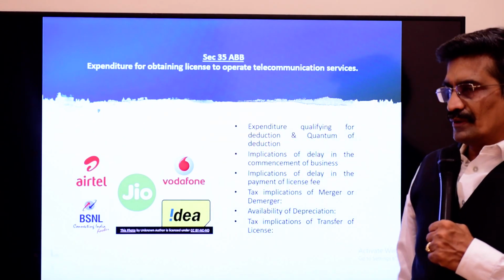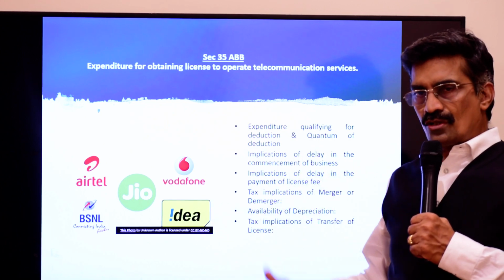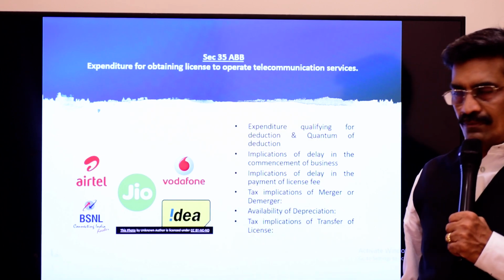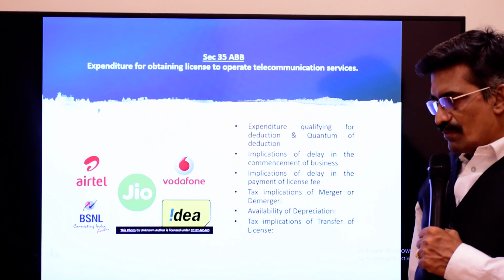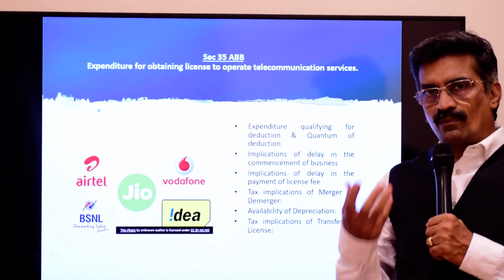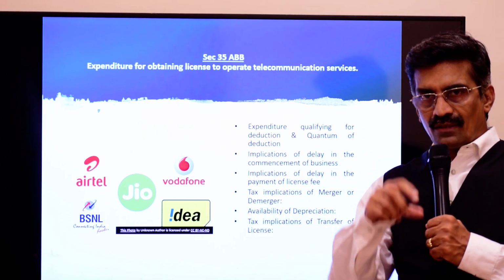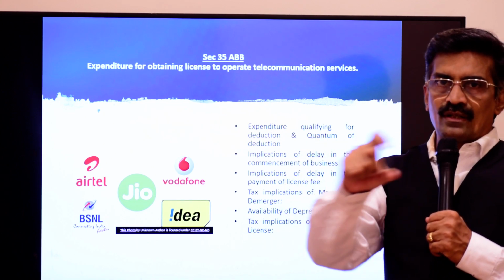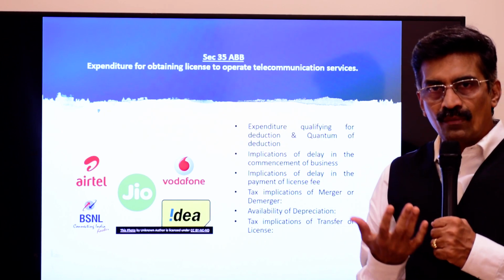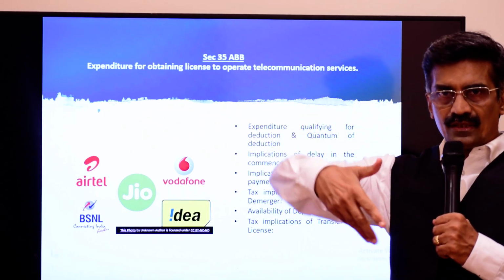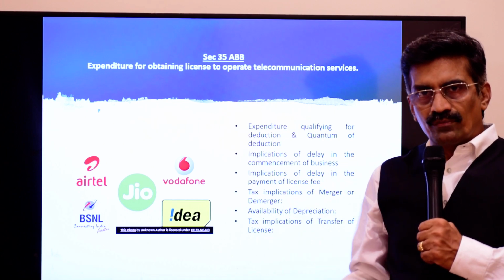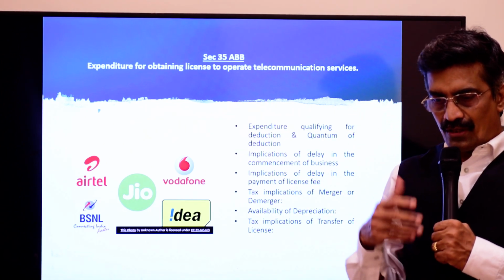For the purpose of this section, we can subdivide the discussion like this: expenditure qualifying for reduction and the quantum of reduction. That's going to be our first discussion. Next, implications for delay in the commencement of business, because you cannot start the telecom business as soon as you get the license. You could have seen in many places they put OFC Jio, OFC Airtel, OFC BSNL, which is nothing but optic fiber cable of the respective telecom companies. Again, you have seen in many places there will be a tower. So you need to construct towers. You need to put a lot of fiber cables to make it operate, which cannot happen overnight.